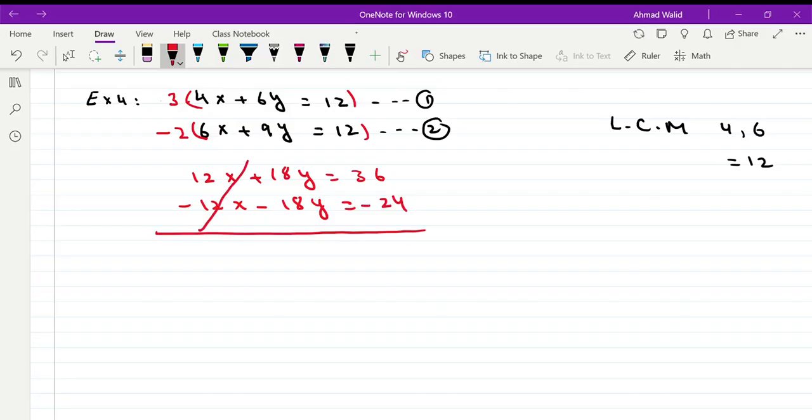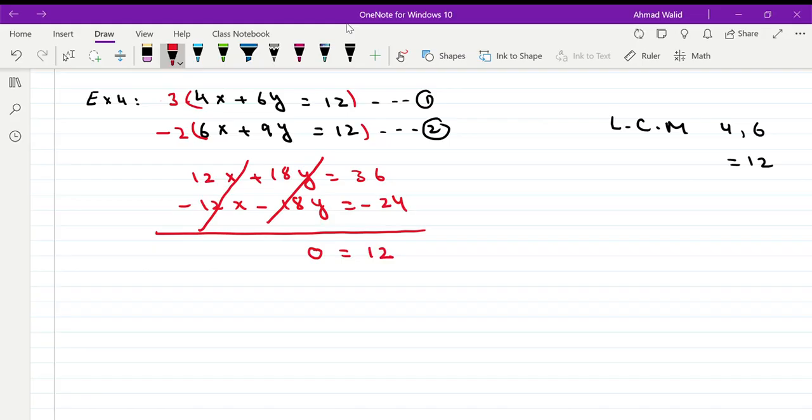Positive 12x, negative 12x cancels out. Oh, look at here. 18y and negative 18y also cancels out. What is left on the left side? On the left side, it becomes 0. Equal 36 minus 24. How much? Gives you 12, correct?